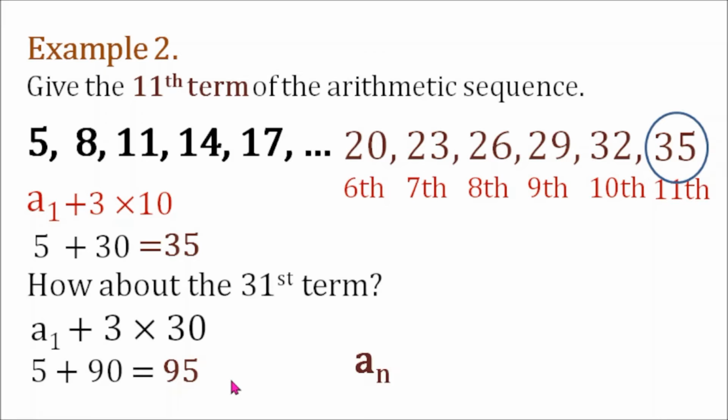So this means that to find the nth term, we are going to start with the first term, then we add the common difference n minus 1 times. Again, here we observe that to find the 11th term, we added 3, the common difference, 10 times. Here, we are asked to find the 31st term, we added 3, 30 times. So that means n minus 1 times. So this is our formula.